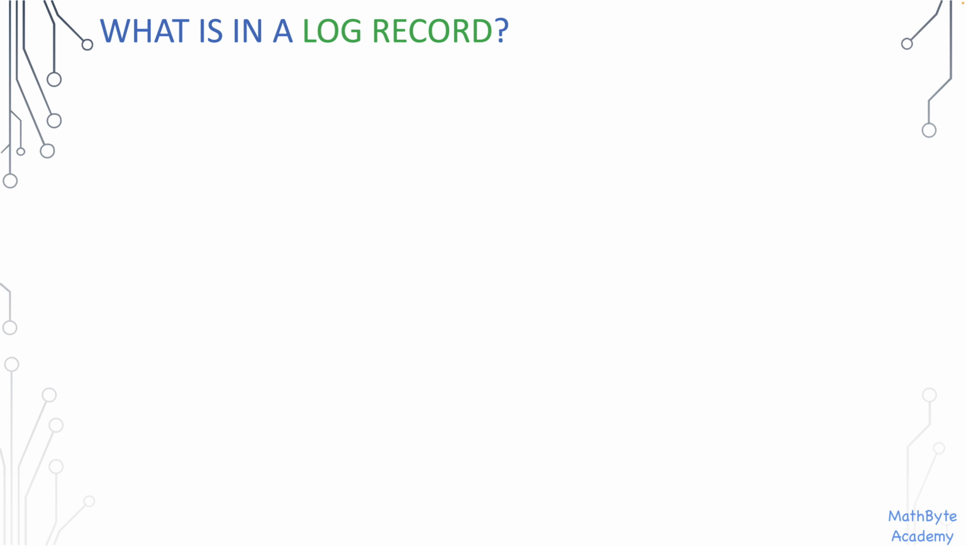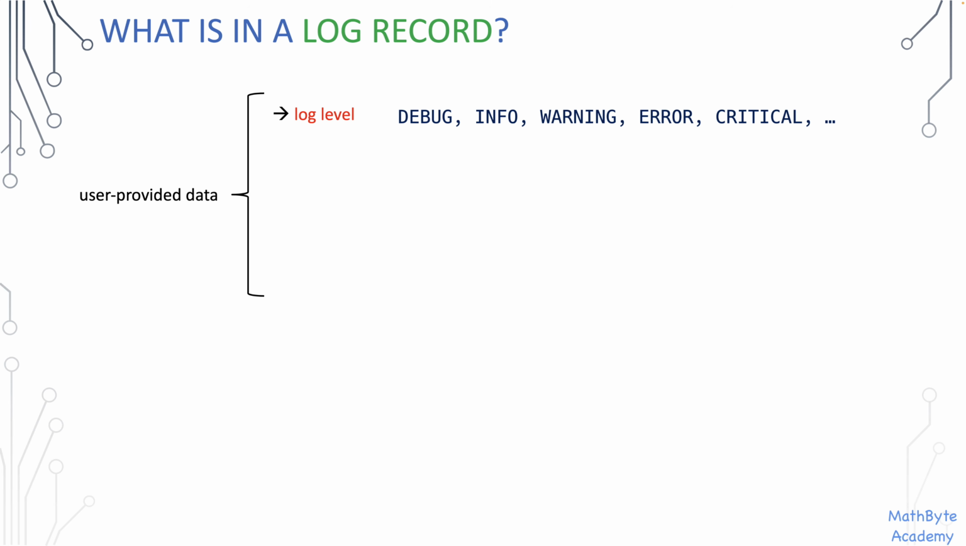So what is in a log record? Well, there's really two kind of broad categories of data in a log record. The first one is user-provided data, data that we provide when we create a log record. When we want to create a log, then we have to provide some data. What do we provide? Well, we provide something called the log level. And the log level is simply things like debug, info, warning, error, critical, and so on. And those are actually numerical values. They just have a string representation, but they are just numbers.